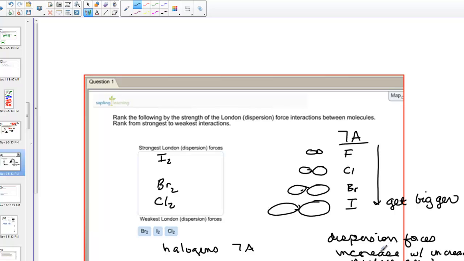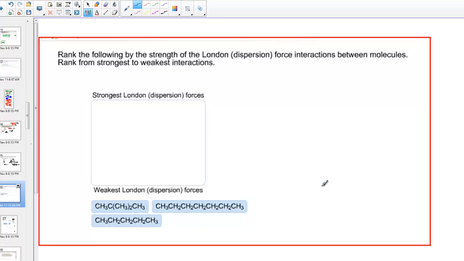Dispersion forces increase the heavier, longer, or more surface area the molecule possesses. So the same idea, we're going to rank the dispersion forces between the molecules. We want the strongest, remember, this has the most surface area, to the weakest, which would have the least surface area.